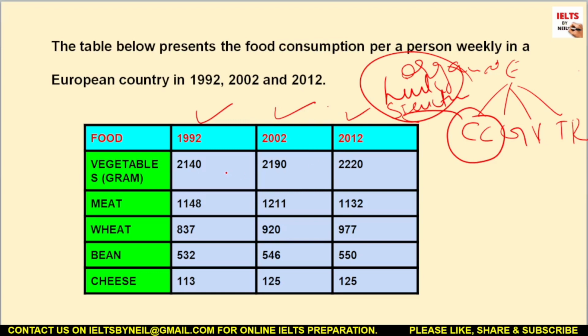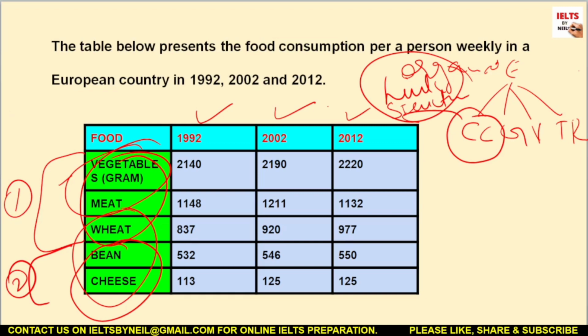Or you can go another way: take these three in the first one and the remaining two in the second one. It's up to you, however you want to do it. There's no such rule in the IELTS that you have to go this way or that way, but whatever you are more comfortable with, you should go that way. So let's see how the first body paragraph will look.